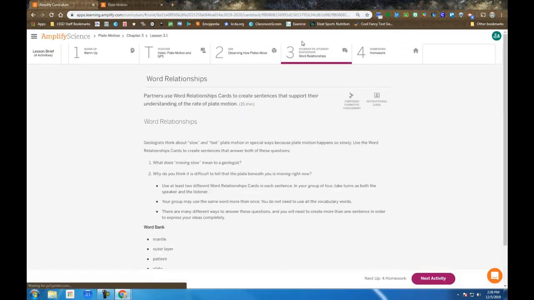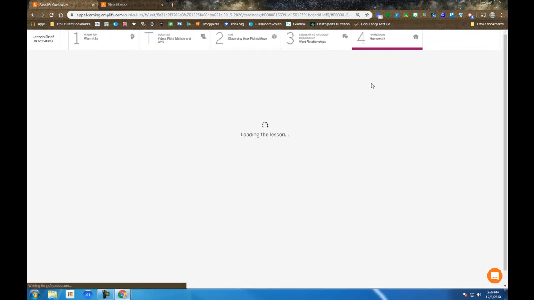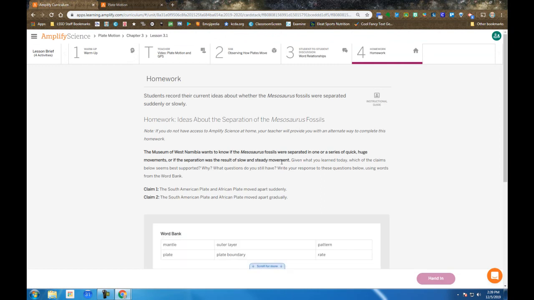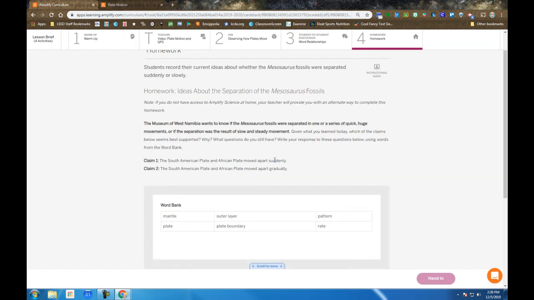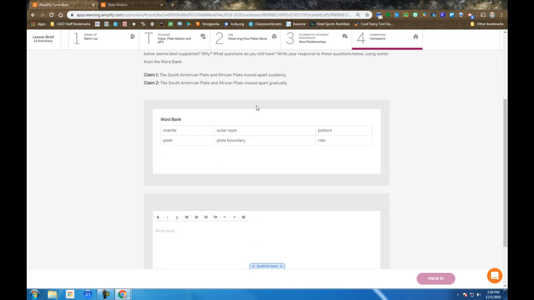Then you're going to move over to step three, in which your teacher will decide whether you're going to do this alone or in groups. And then when you're in the group that you'll work with or by yourself, you're going to be given a word bank, whether it's the words just on the screen or whether you receive the physical cards from the lesson. You're trying to arrange and build sentences out of these terms. And the final activity is listed as homework, but for us, it's always the final step in the lesson. You are choosing between one of two claims. And using the word bank, you are explaining which of these two claims you support.